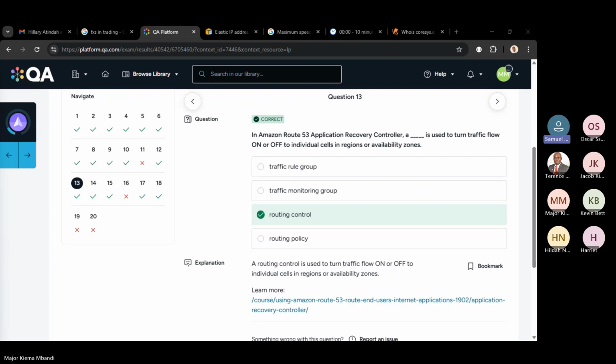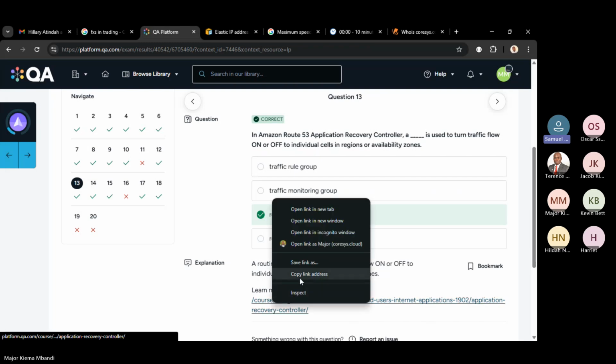In Amazon Route 53 Application Recovery Controller, a dash is used to turn traffic flow on and off to individual cells in regions or availability zones. Routing control. The explanation said the routing control is used to turn traffic flow on or off to individual cells in a region and/or availability zone.